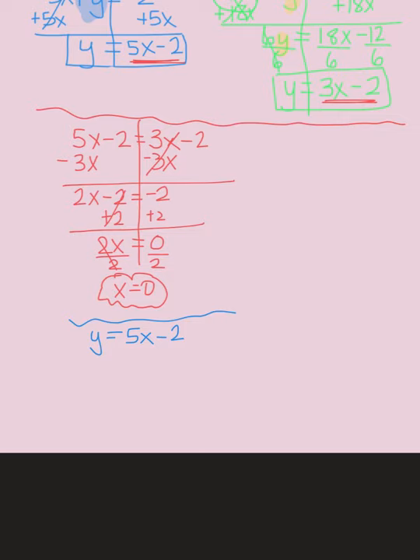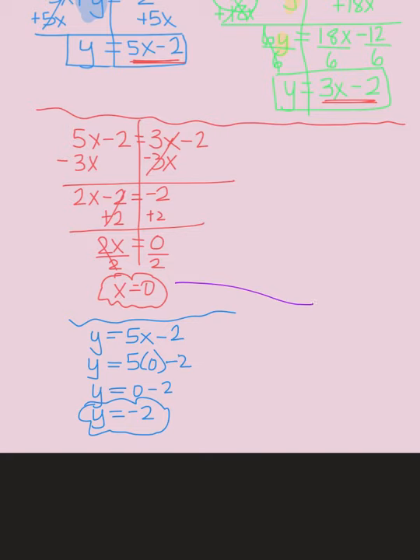And I'm going to substitute that x value of 0 into my equation. So 5 times 0 minus 2. y equals 0 minus 2. And so the y value is negative 2. So there I have my two values. Now I'm going to take my x coordinate, my y coordinate, put them together as an ordered pair, and that would give me 0, negative 2. So my solution is 0, negative 2.